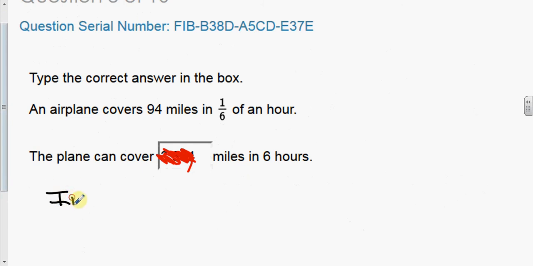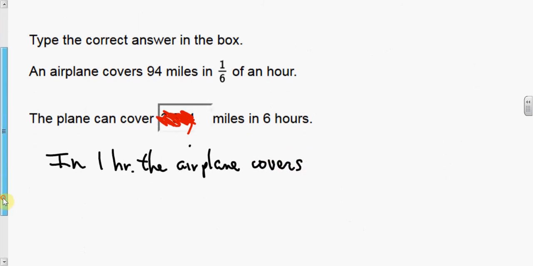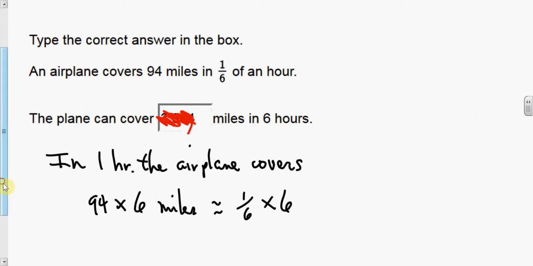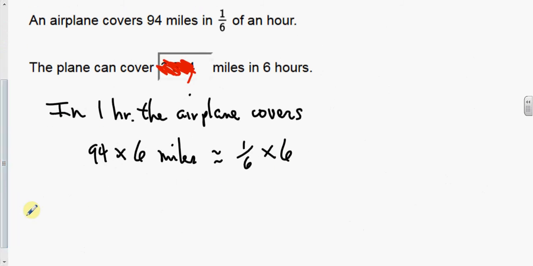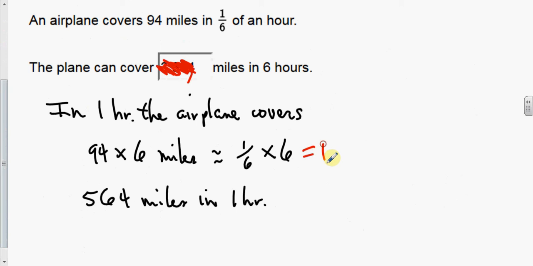So in 1 hour, the airplane covers 94 times 6 miles. This is the 1/6 of an hour times 6. So you multiply that out, you get 564. So 564 miles in 1 hour. See how this gives you 1 hour?